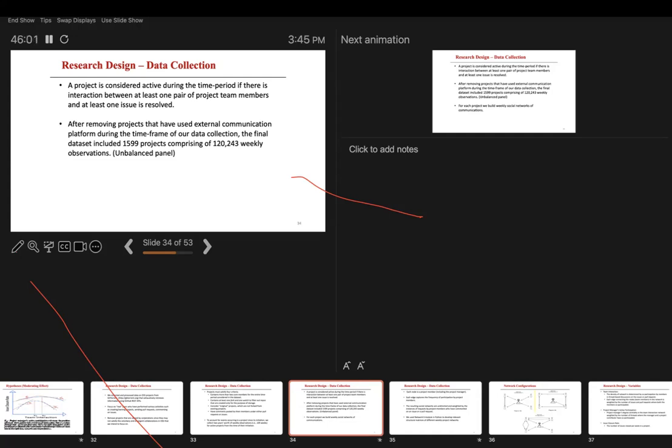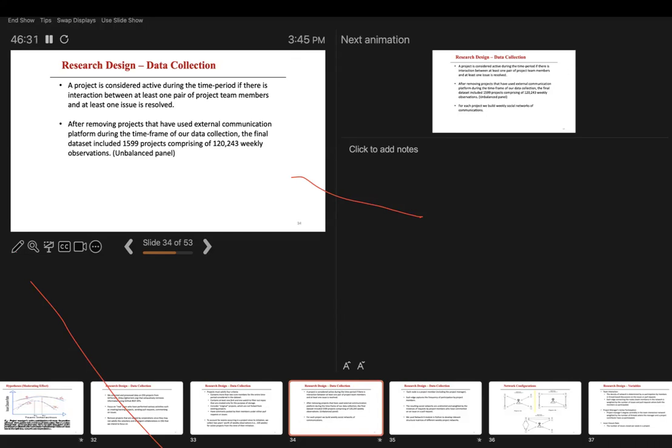Sometimes we also had to go through the Wayback Machine and gather data for those which were not existing in the system, because there's this historical data that's available. So we could check whether they were using any of those other platforms, or whether the main platform was GitHub's own discussion board. After removing all of this, coming to your question, we had 1,599 projects, comprising 120,243 weekly observations.